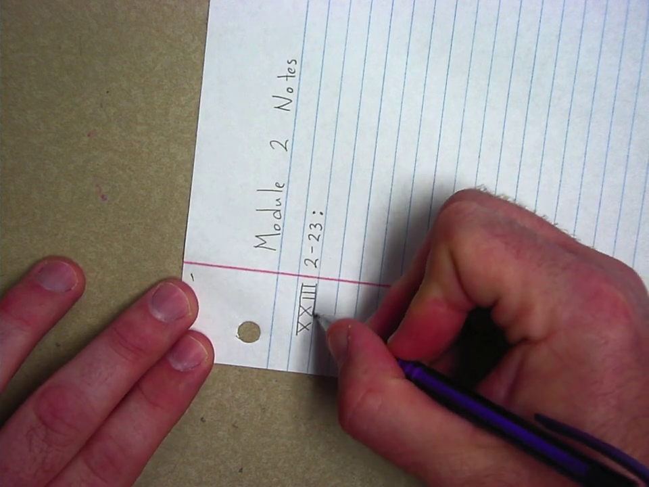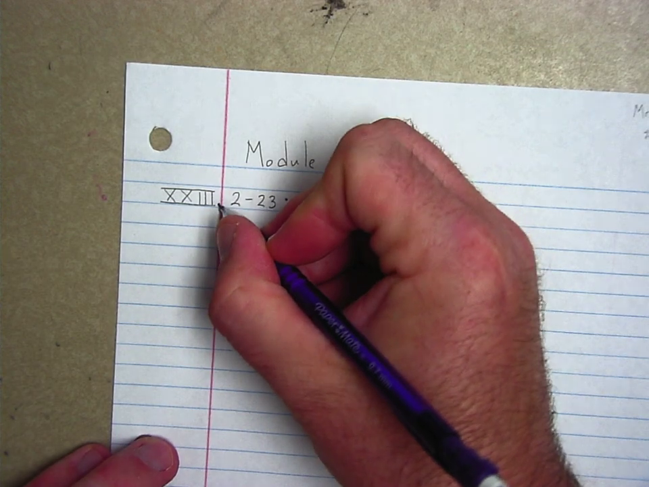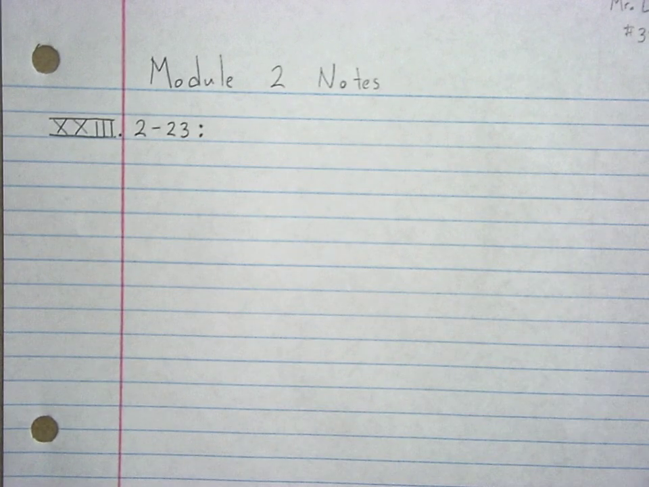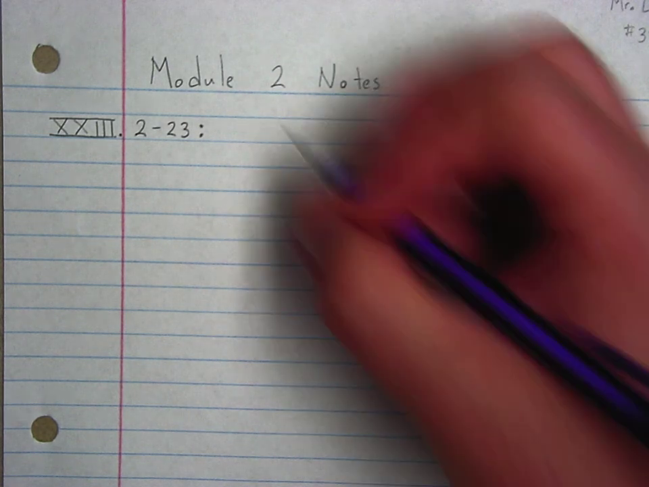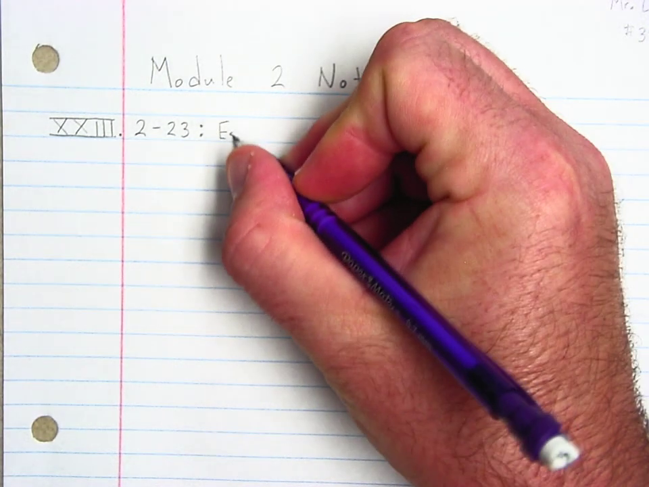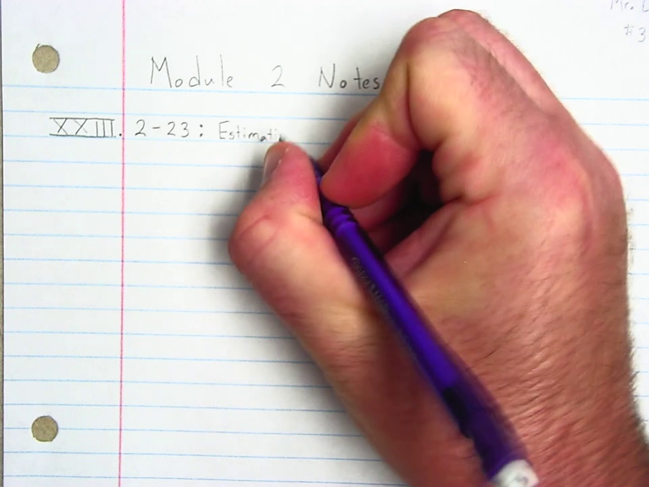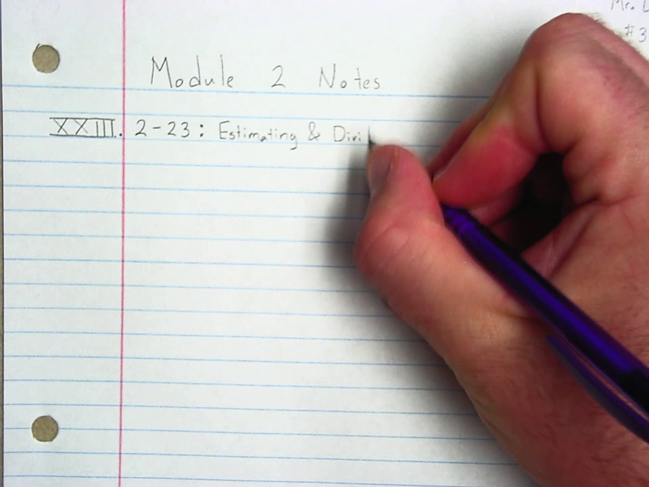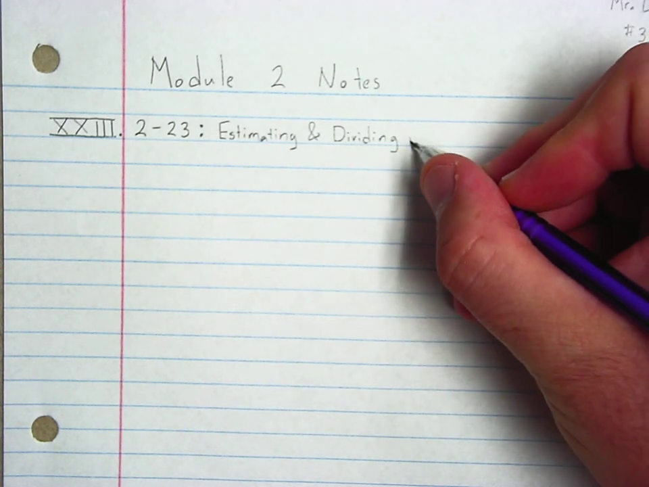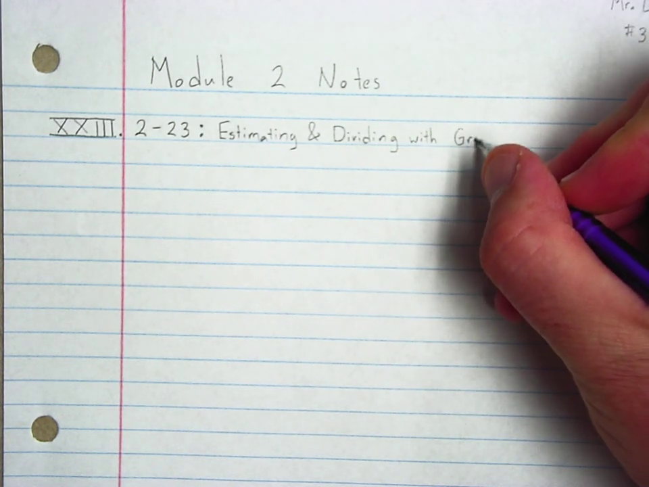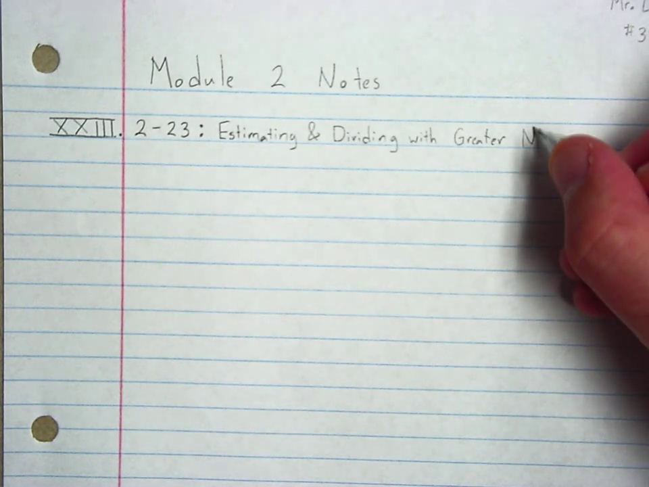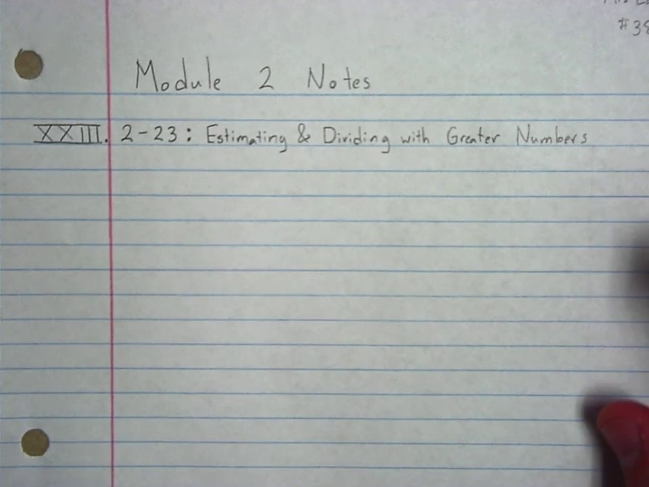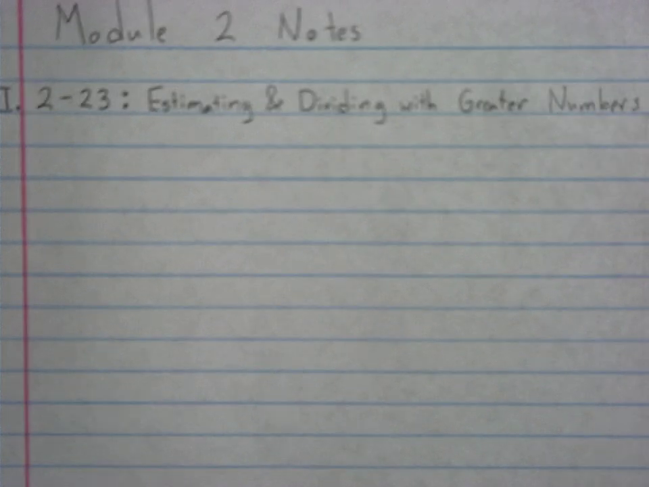So, Lesson 2-23. Pretty similar to 2-22, we're just going to continue with our division. Numbers are going to get a little bit bigger. In fact, that's what we will title this, Estimating and Dividing with greater numbers. Okay. Estimating and dividing with greater numbers.